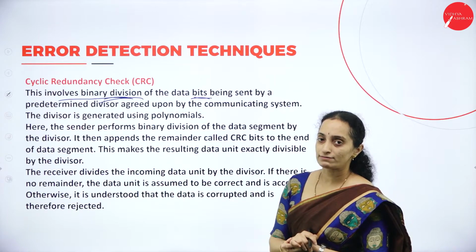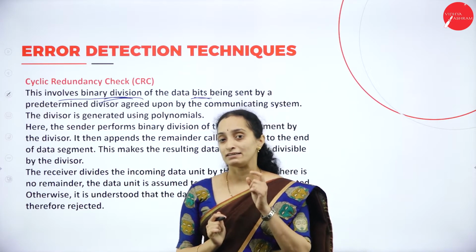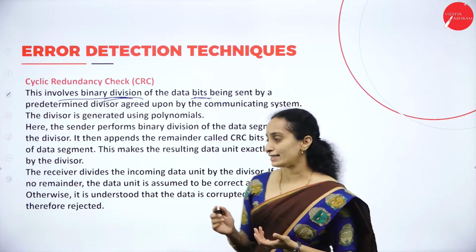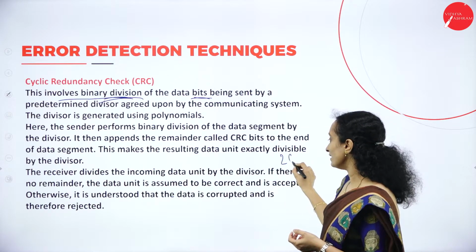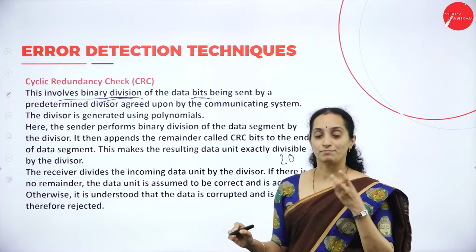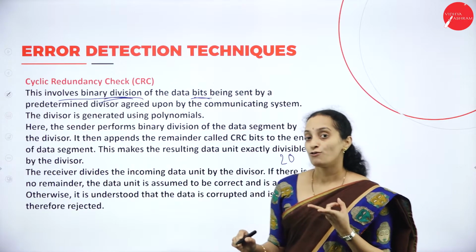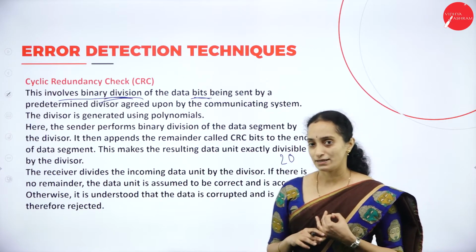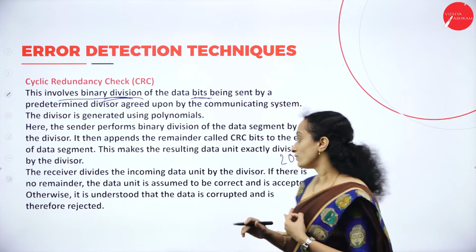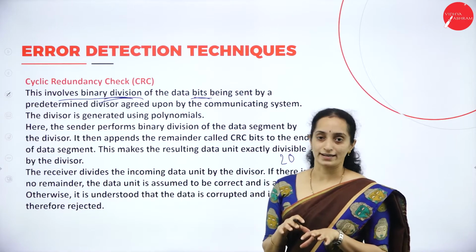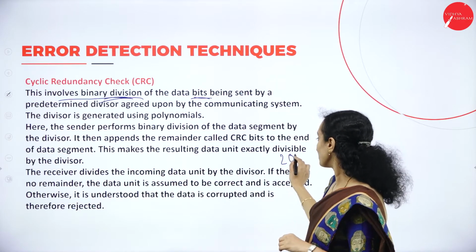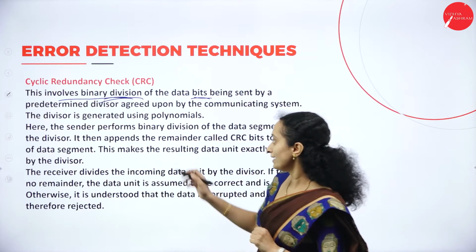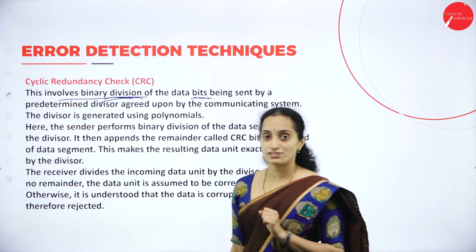If you want to divide something, you need a divisor. Without a divisor, you cannot divide anything. If you have the number 20, you need a divisor. It may be 2, 4, 5, 10, or 20. You need something to divide this number. In the cyclic redundancy check, we follow a binary division method.